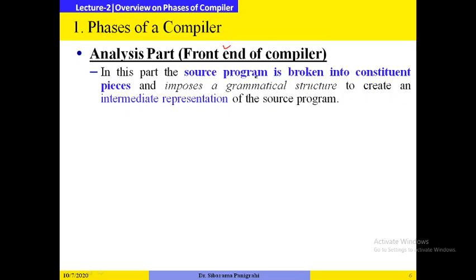In this part, the source program is broken into constituent pieces, as I told you in the example of translating English to Hindi. First we checked whether the characters are valid or not. Next we checked whether the grouping of characters, that is words, is valid or not. Then we checked whether the grouping of words is valid or not. So in the analysis part, the source program is broken into constituent pieces and a grammatical structure is imposed to create an intermediate representation. After the analysis part, we get an intermediate representation.